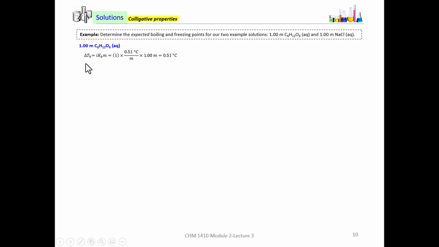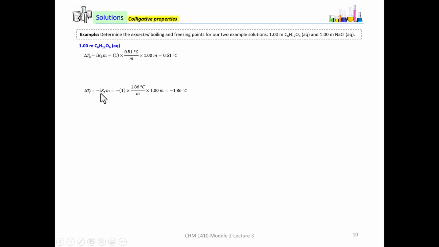The boiling point elevation for this solution can be calculated using the equation from the previous slide, and I'm simply going to throw some numbers out here. We'll put a 1 in for the van 't Hoff factor. We'll use 0.51 degrees C per molal for the boiling point elevation constant, and the solution concentration, the molality, is 1. If we put these numbers in and cancel out molal units, we get a boiling point elevation of 0.51 degrees C.